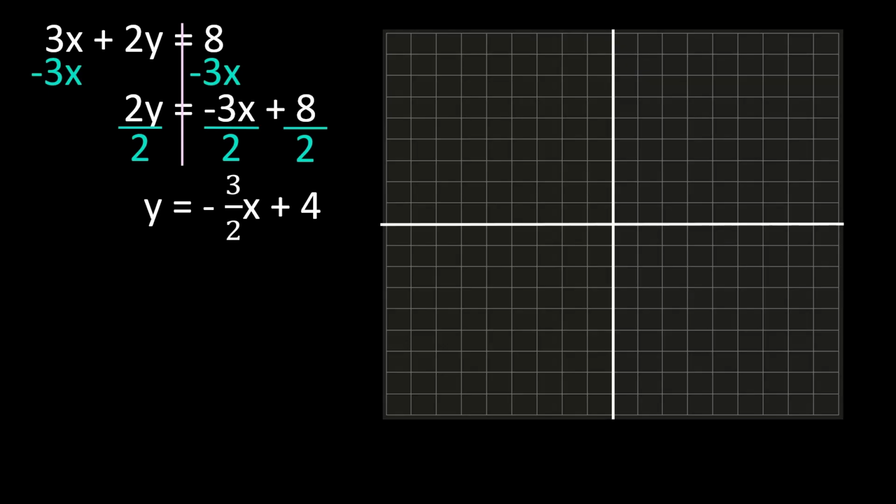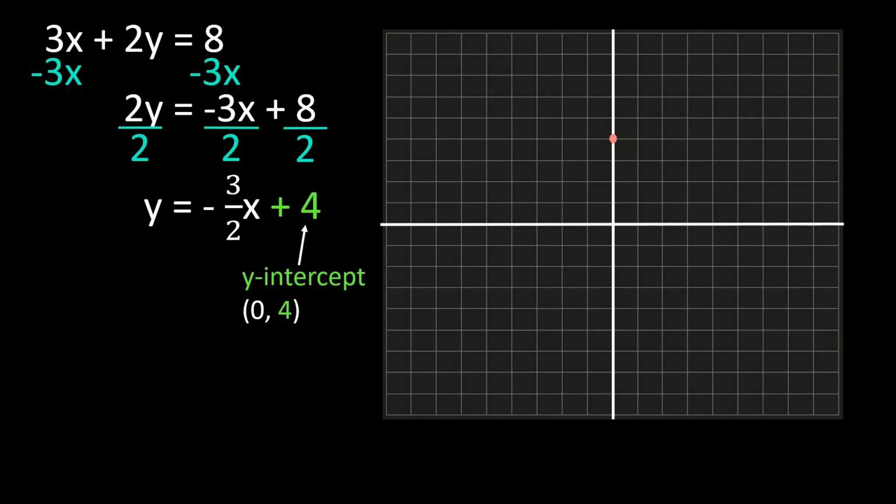I'm going to start with the y-intercept, the positive 4, which means that my point for my y-intercept is going to be at 0, 4. So I'll start at 0, 0, and I need to go to 0, 4. So that's 1, 2, 3, 4. So my y-intercept is here at 0, 4.